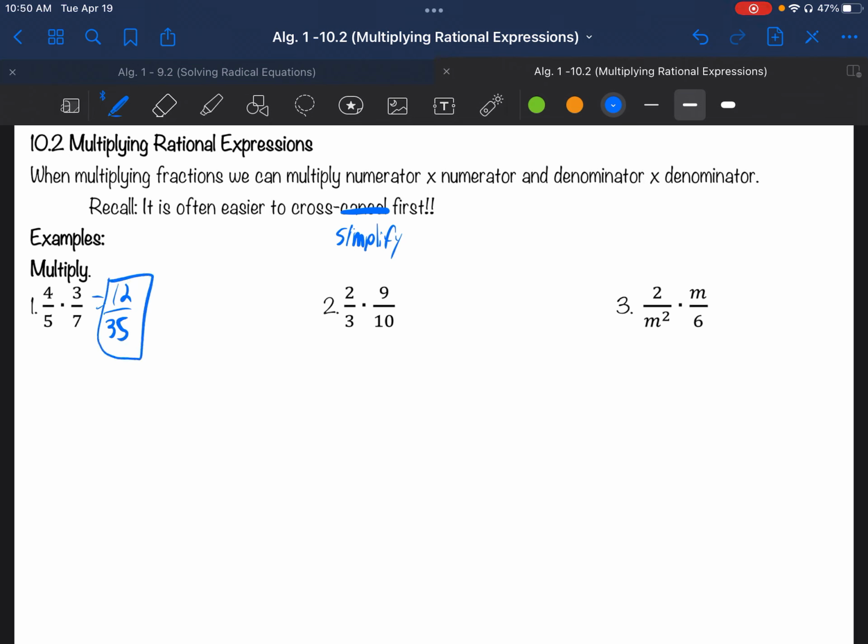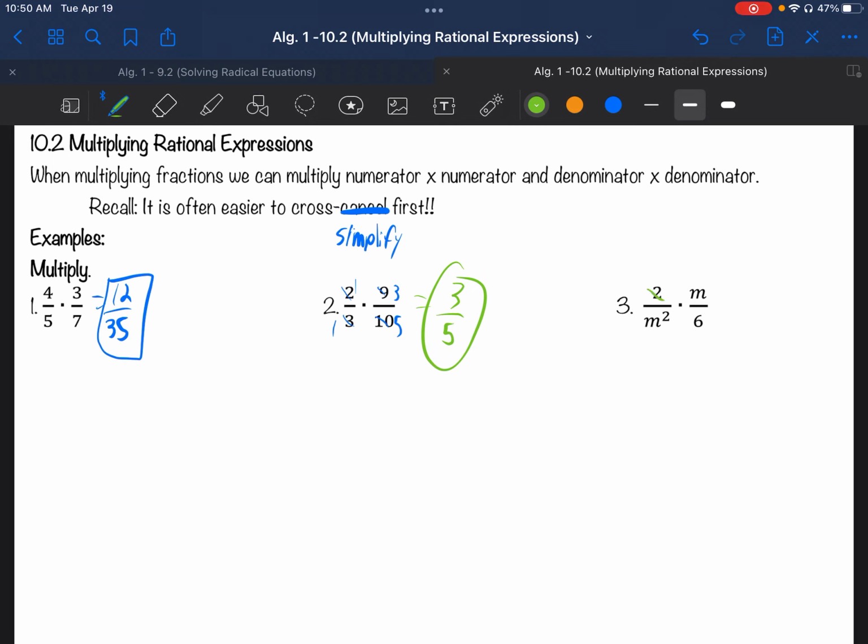done. Same thing in the next one, but rather than starting off and doing 2 times 9, I'd rather do 2 and 10, simplify those to 1 and 5. 3 and 9, 1 and 3. Now we can multiply across and get 3 over 5, and made my life much easier by cross simplifying.